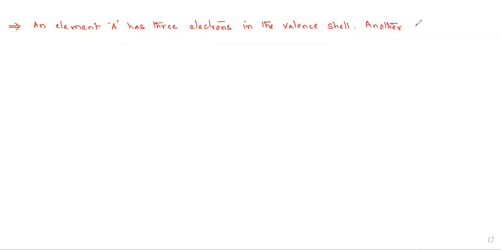Let us take the second model of question. The question is, an element A has 3 electrons in the valence shell. Another element B has 6 valence electrons.